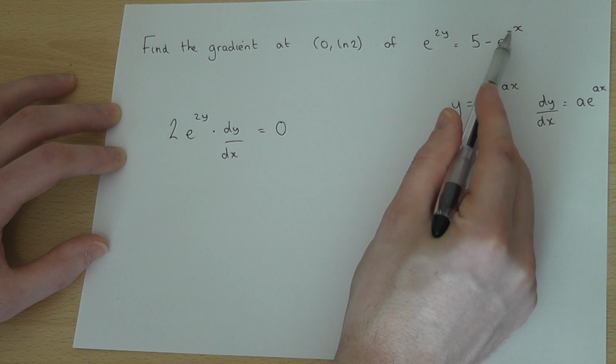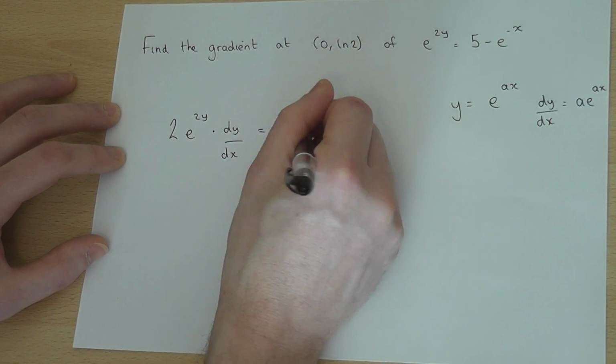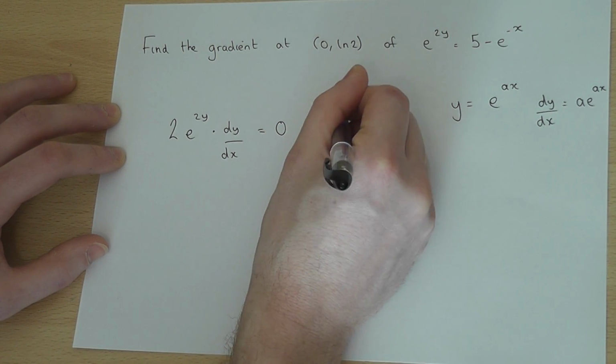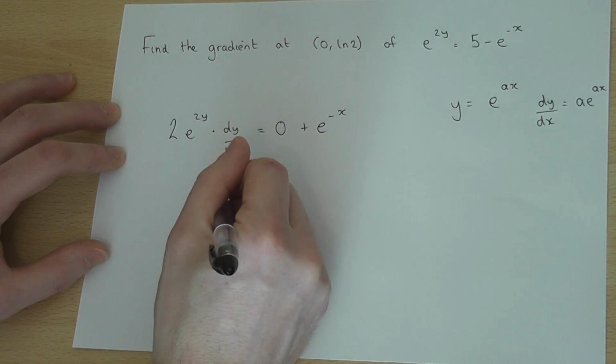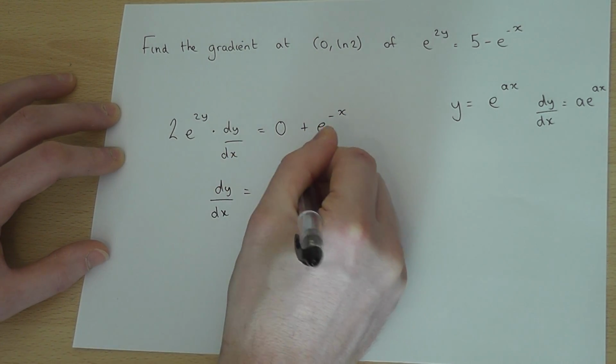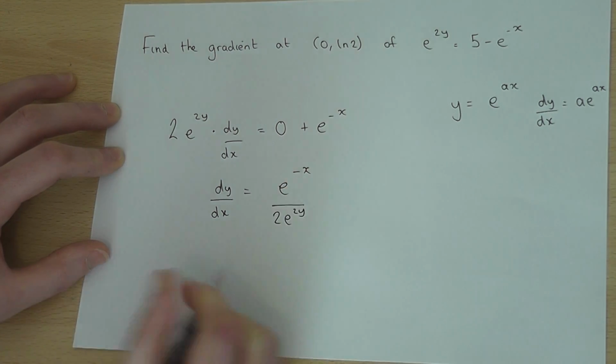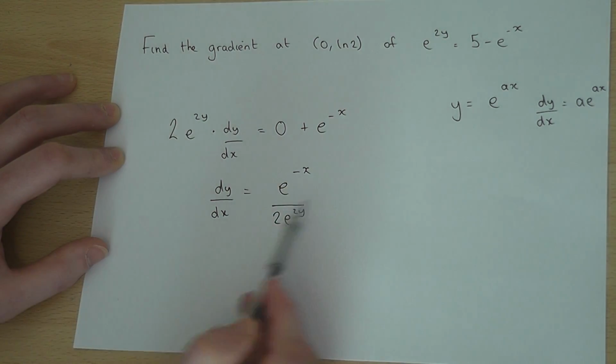Then if I now differentiate the right hand side, 5 differentiates to 0, and this part, minus e to the power of minus x, I times by minus 1, so it becomes plus e to the power of minus x. So dy by dx just equals e to the power of minus x all over 2e to the power of 2y. I divide by 2e to the power of 2y.